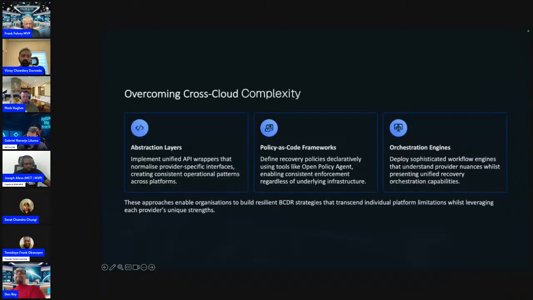The second one is policy as code. You define recovery policies declaratively using tools. You maintain the policies using version control, so that the code is deployable and testable across all the environments. Then maintain orchestration engines: workflow engines that understand the nature of the abstraction and can present a unified control plane.